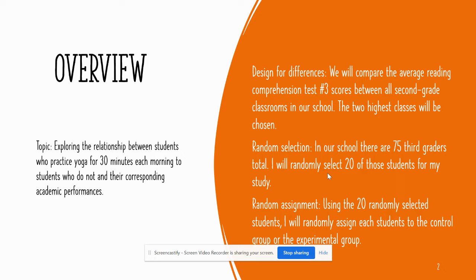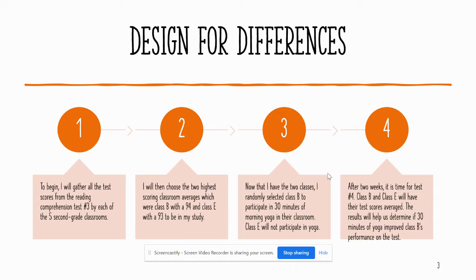And then random assignment. Using the 20 randomly selected students, I will randomly assign each student to the control group or the experimental group. So here is design for differences.